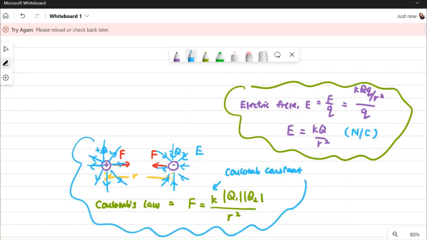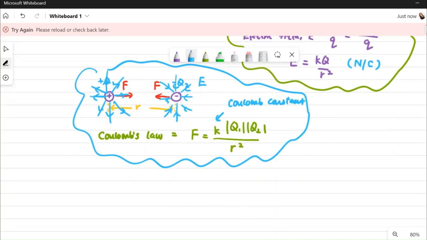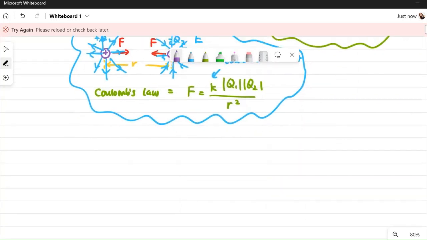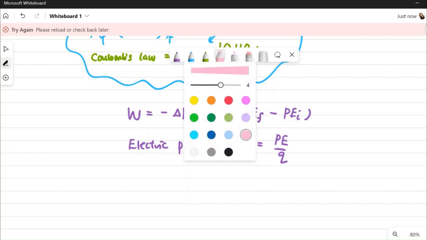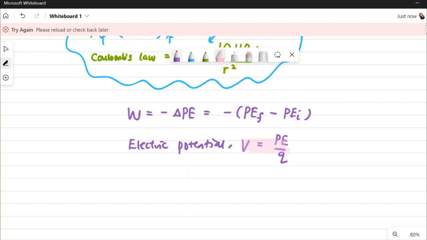The other one is electric force. Then after that, we learn the relation between work and energy. In mechanics, we learn that work done is equal to the negative change of potential energy. Change of potential energy means final potential energy minus initial potential energy. So we have another term called electric potential. What is electric potential? Electric potential V is defined as potential energy per unit charge.